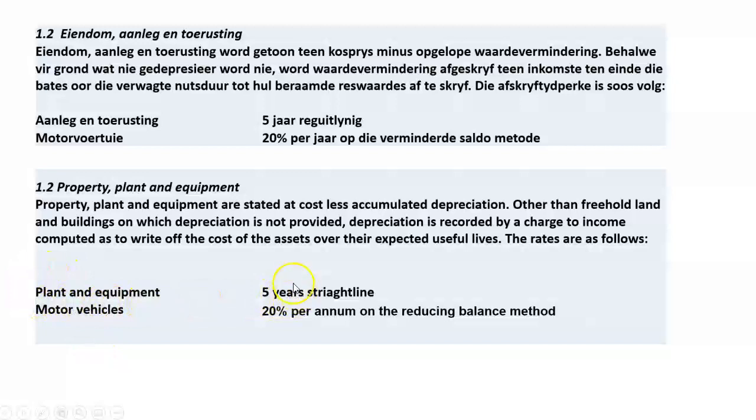Plant and equipment, for example, 5 years on the straight line basis. And motor vehicles, for instance, 20% per annum on the reducing or diminishing balance method. And let's say machinery and equipment on the production unit method. So for every class of asset that you have, you also have to tell the reader what is the depreciation method that you use.